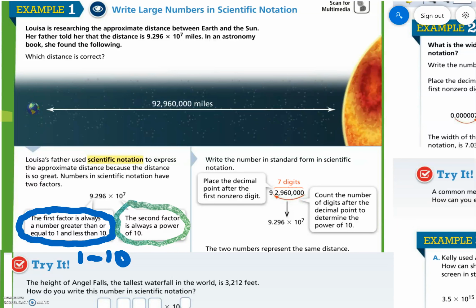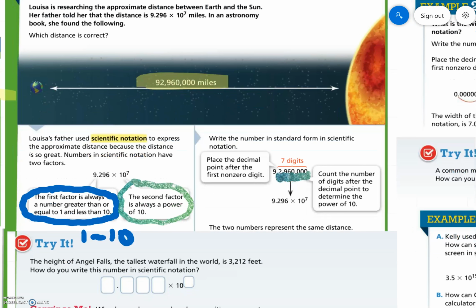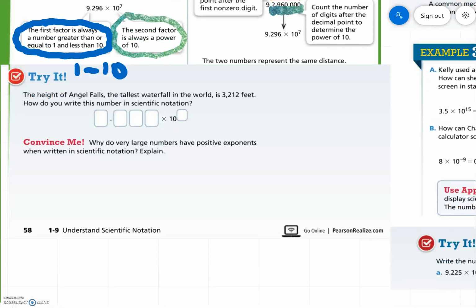Write the number in standard form in scientific notation. So we're going to take this number and put it in scientific notation. In order for the number to be between 1 and 10, we put the decimal after the 9. So it would be 9.296. And we want to move our decimal from here. Count how many spaces. 1, 2, 3, 4, 5, 6, 7. The 2 numbers represent the same distance, so they were both correct.